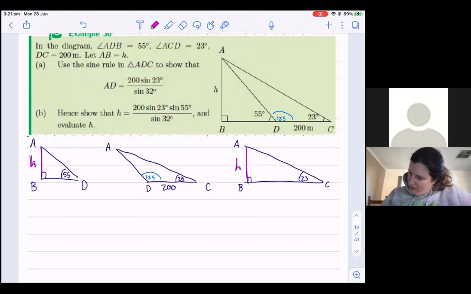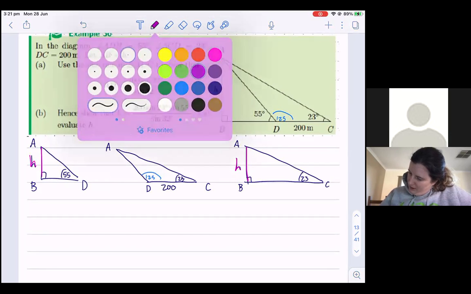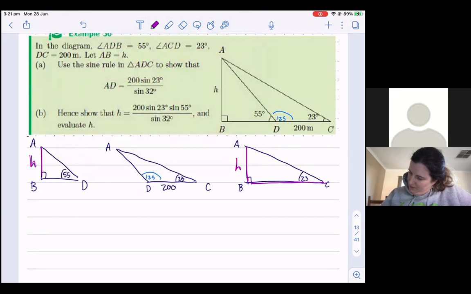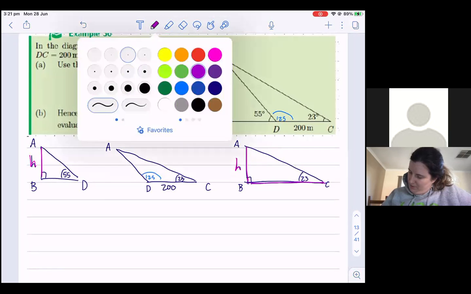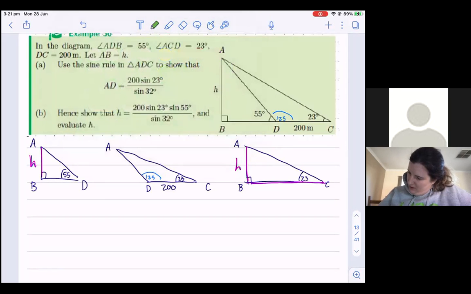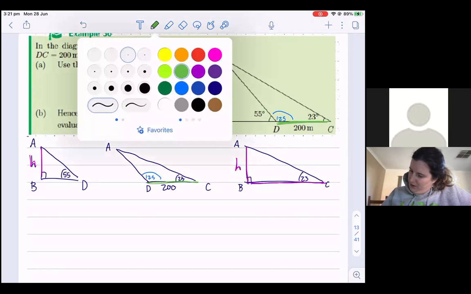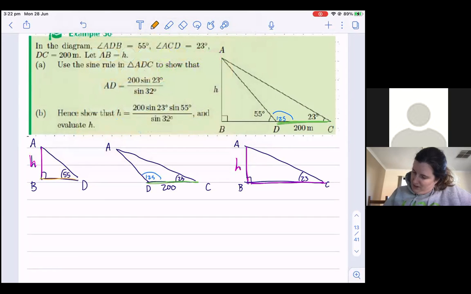So what I really want is B to C. I know D to C, it's that one, it's 200. But I don't know B to D, I don't know this length of it. So once I add them together, I'll get that whole bottom, and then I'll be able to use SOHCAHTOA to find H. Okay, in order to find B to D, I would need a bit more information.